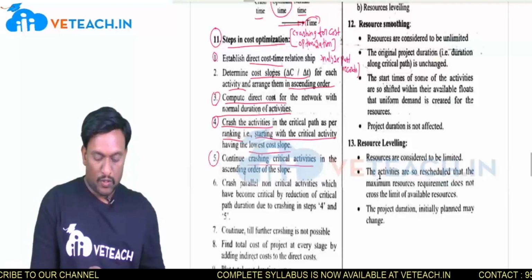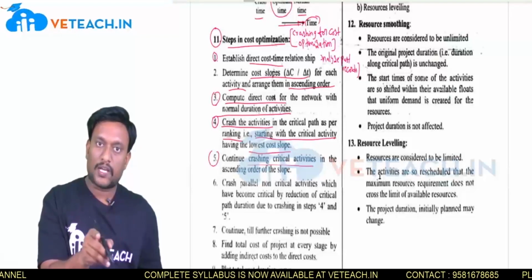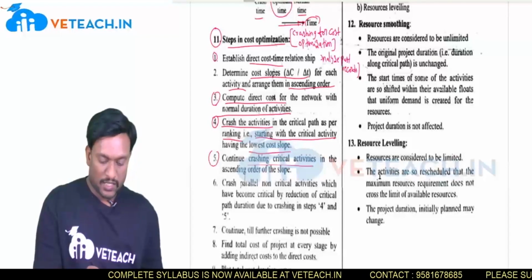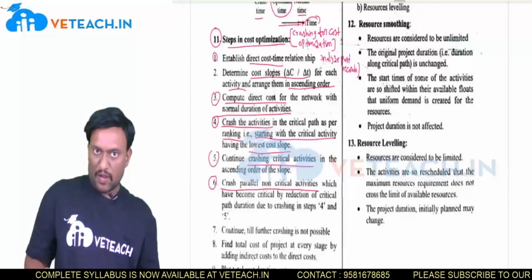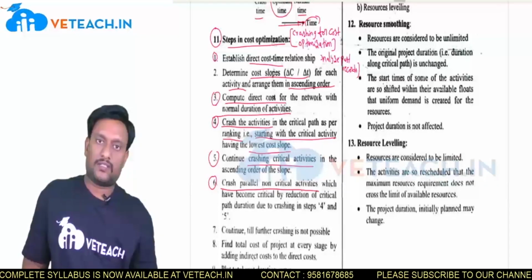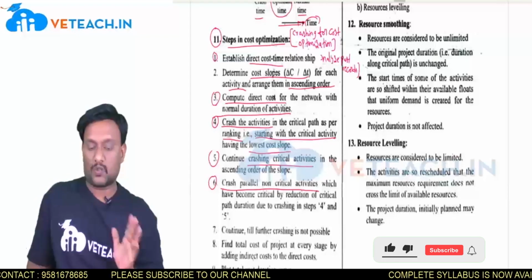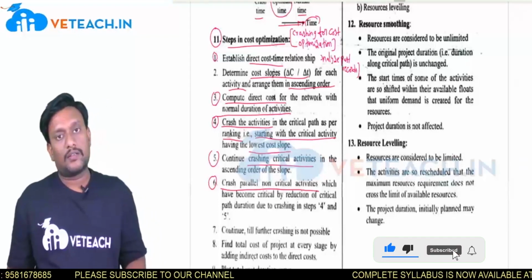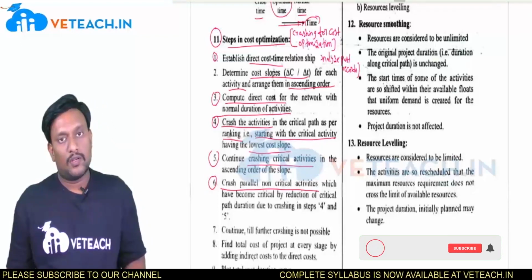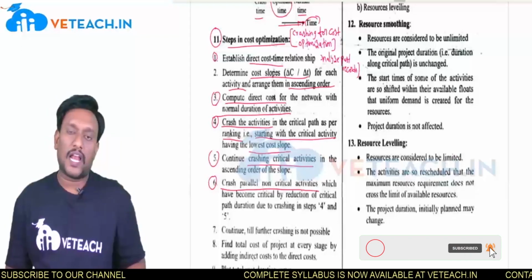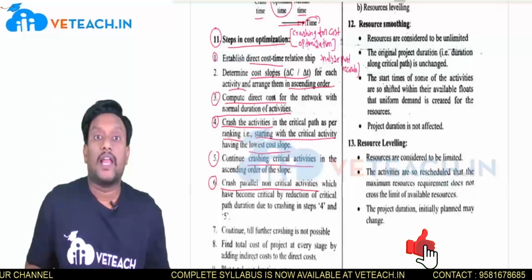Okay. So in the first case, rank based critical activities crashing. Next, we continue the crashing for the critical activities. Next, crash the parallel non-critical activities. So far, we have discussed crashing the critical activities. Now we are focusing on crashing the parallel non-critical activities also. Critical activities crash and non-critical activities also crash. But only after completion of the critical activities crashing, you have to crash the non-critical activities.